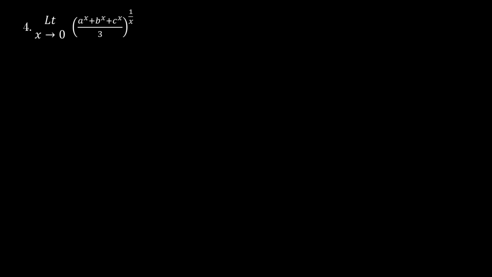Next problem. Find the limit of (a to the power x plus b to the power x plus c to the power x divided by 3) whole raised to 1 by x as x tending to 0. By applying the limit, you will get it as 1 to the power infinity form. So take k is equal to limit x tending to 0 of (a to the power x plus b to the power x plus c to the power x divided by 3) whole raised to 1 by x.